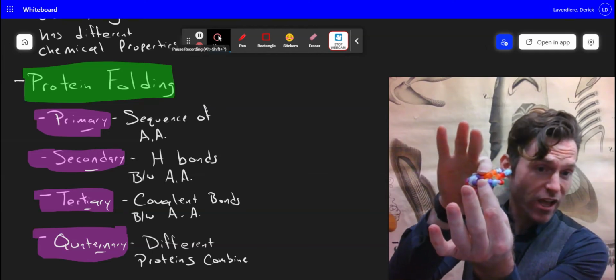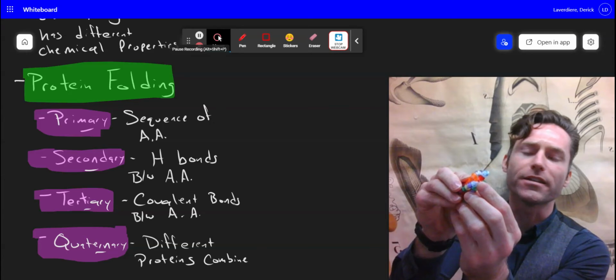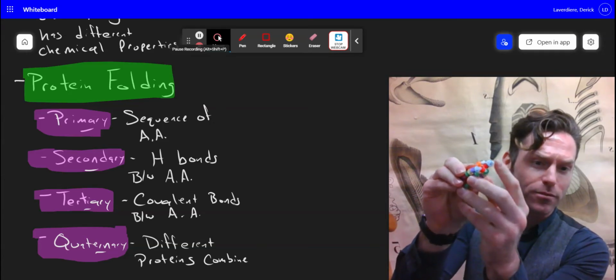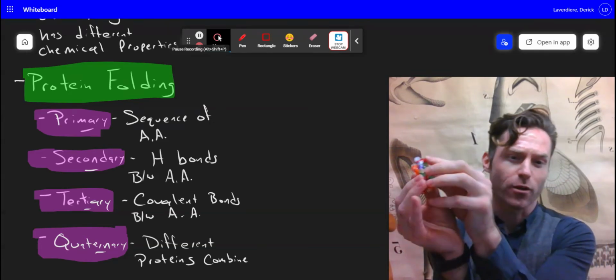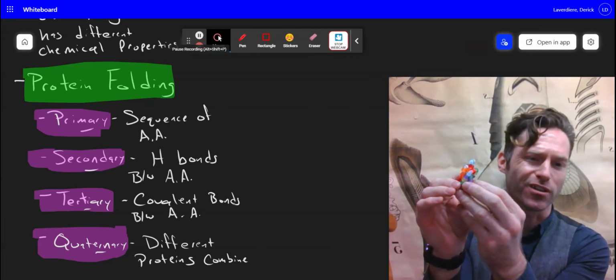And this protein will have a function. So maybe this little region sticking out right here is hydrophobic, and it will make this protein hydrophobic, so it tries to stay away from water. That's one of its properties, and somehow that makes the protein do its job.